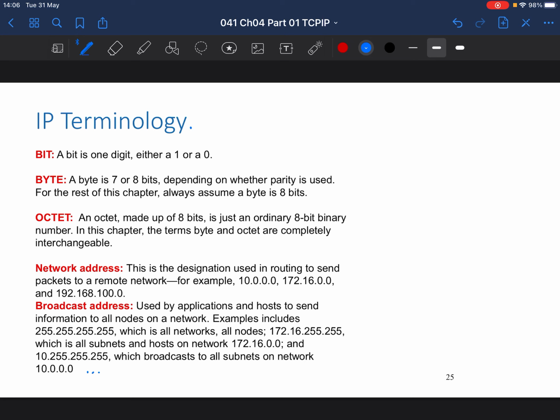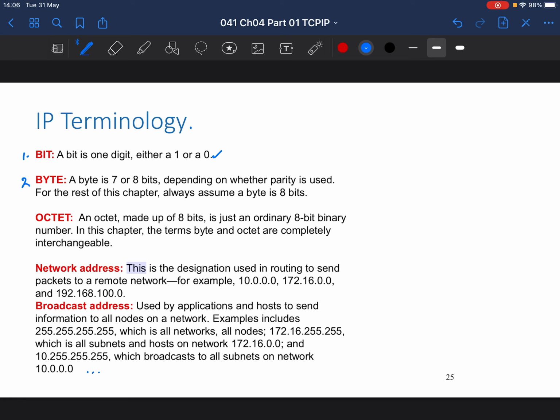Okay. Next is about the IP terminology. Some terminologies related to IP, Internet Protocol. First is bit. What is a bit? A bit is one digit, either 1 or 0. That's the definition.